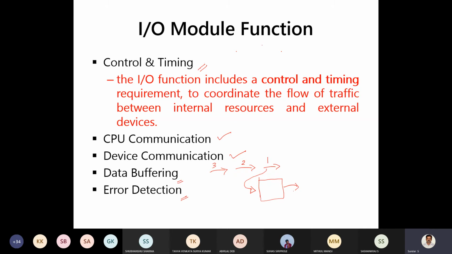They should establish communication with the CPU as well as with the IO devices, and they should check the status of all the IO devices.